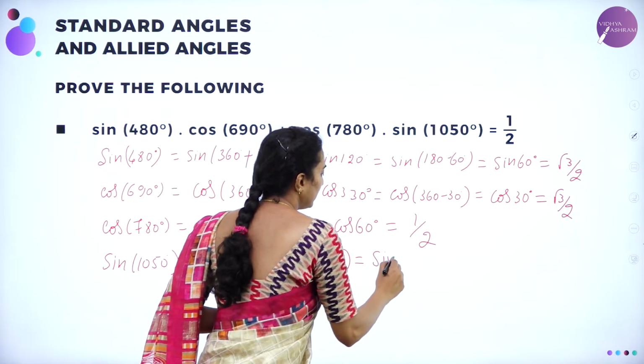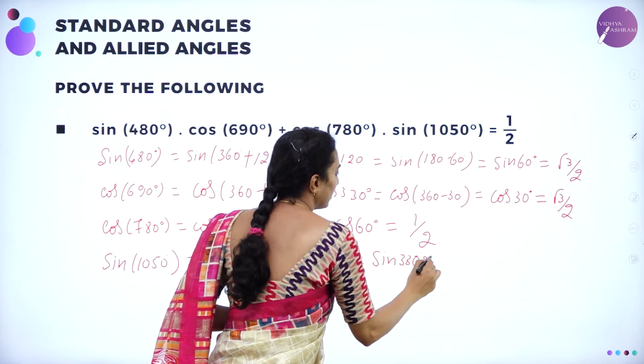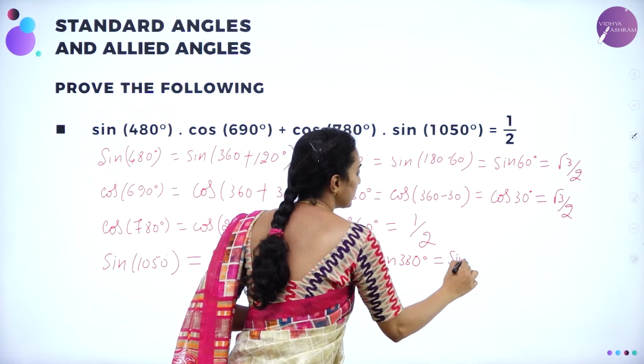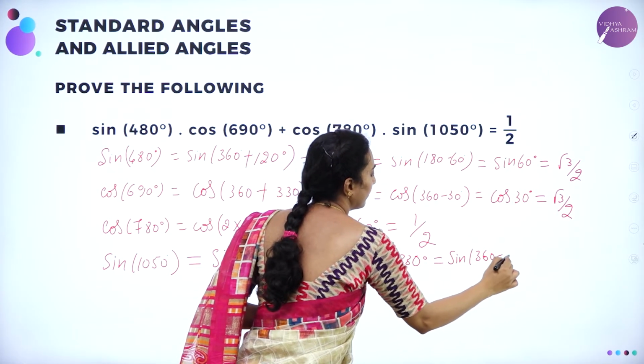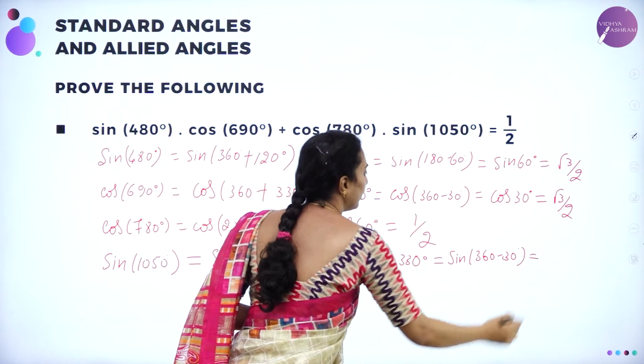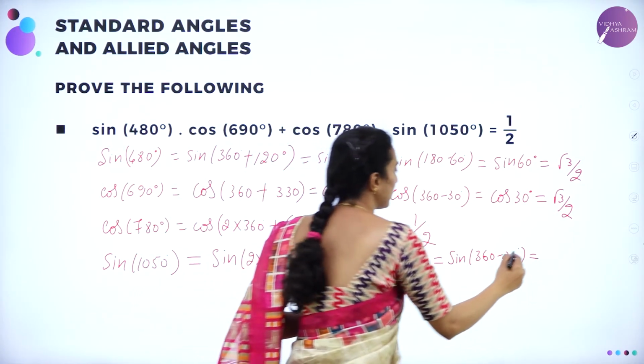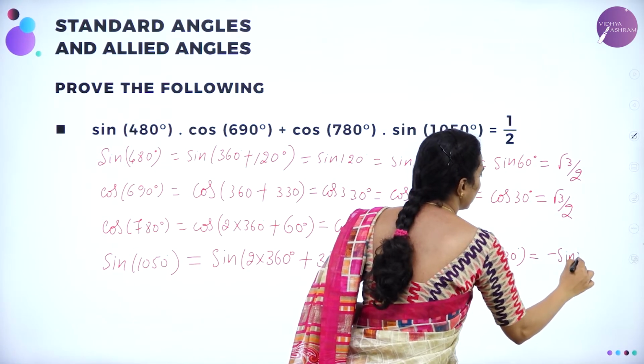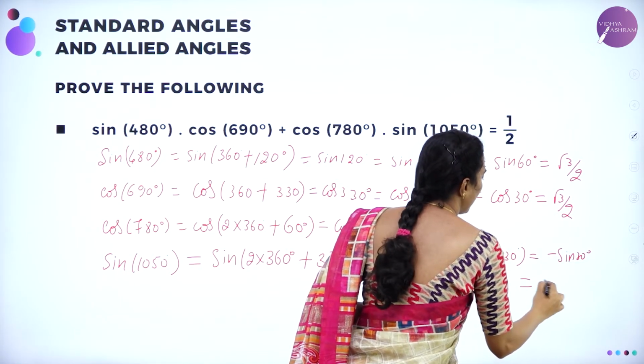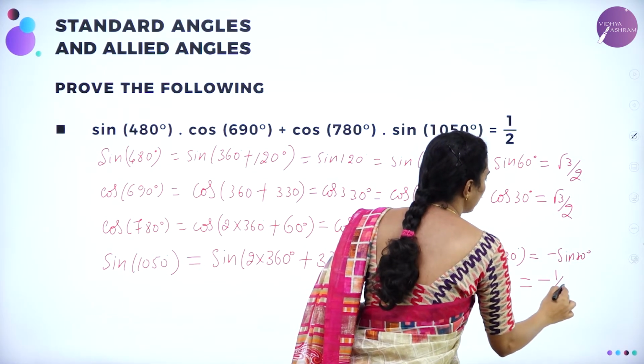Which will be sine of n into 360 plus theta is sine theta. So sine 330 degree. Now sine 330 degree is again sine of 360 minus theta, which falls in the fourth quadrant. Fourth quadrant sine is negative, so minus sine 30 degree. Now minus sine 30 degree is minus 1 by 2.